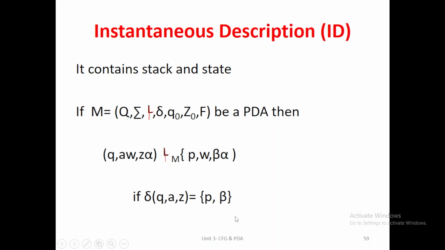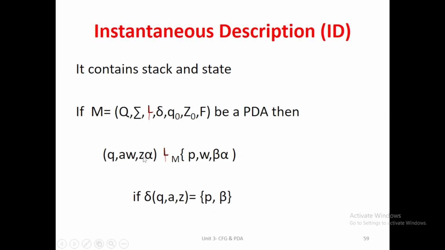If it gives an output as P and beta, we should write it like this. That is the next level of transcription. So instead of Q state, I changed it to P state. Then A is already read by the finite state control, so the next immediate symbol on the tape is W. So I only write that W in the next step.